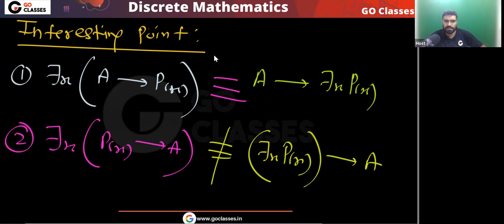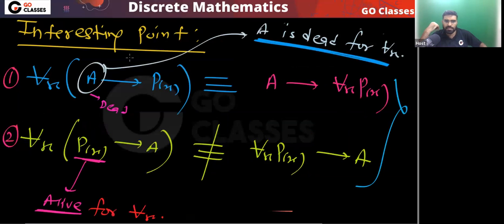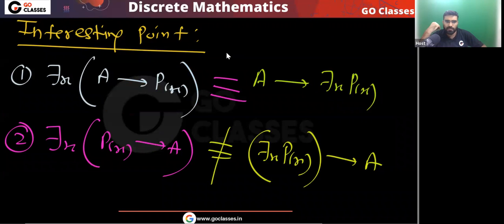Okay. So anyway, this is the same for the universal quantifier also. The same thing happens for the universal quantifier and for the existential quantifier. Okay. One more point.